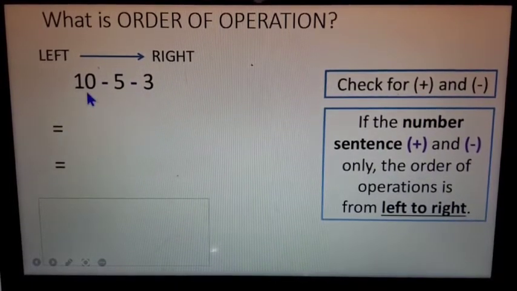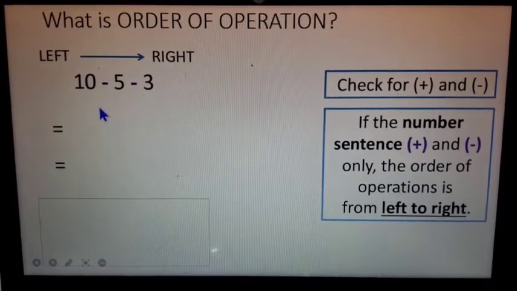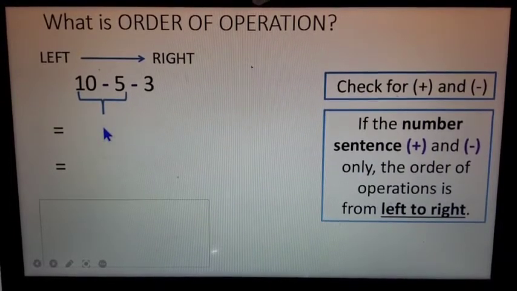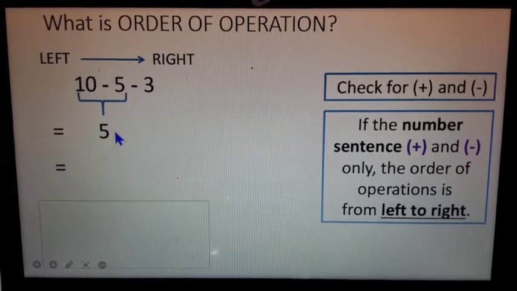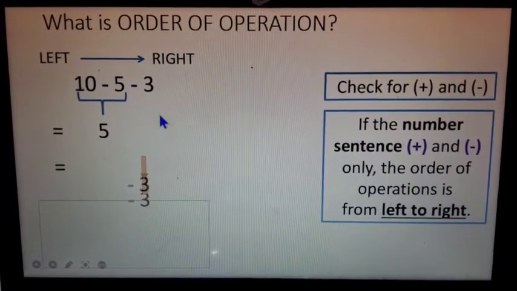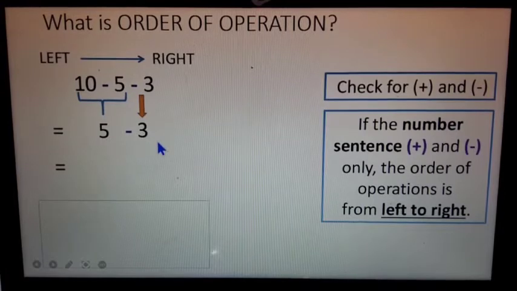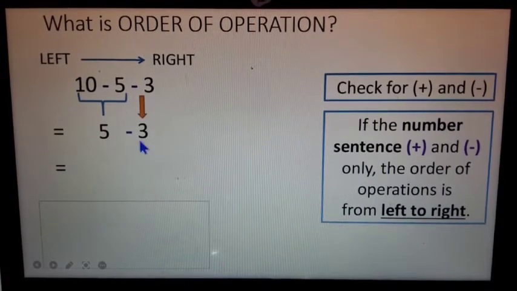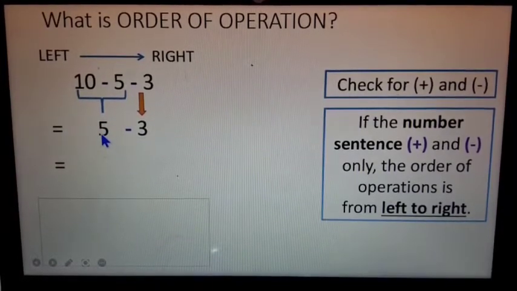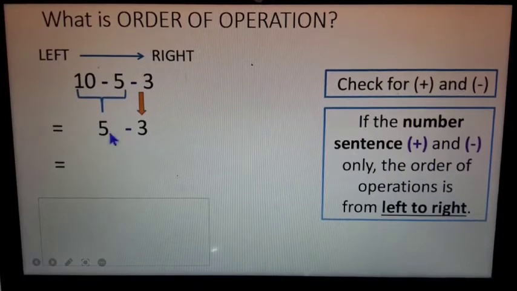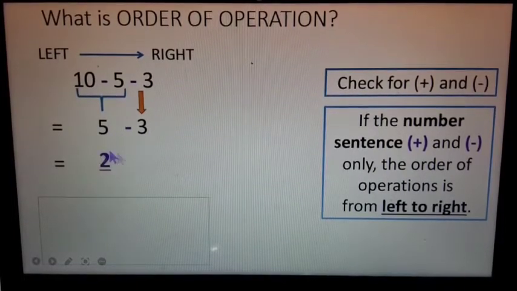Alright? So I start from 10 minus 5, which is equal to what? Yes, 5, isn't it? Now, what is the next step I should do? I bring down the minus 3, because I haven't solved minus 3 yet. Okay, from the left, then 5 minus 3. Yes, the answer is 2.